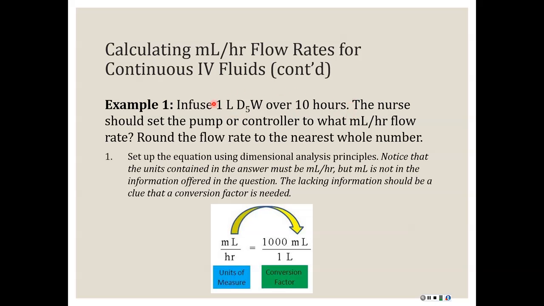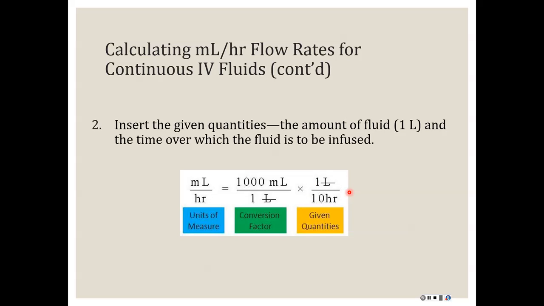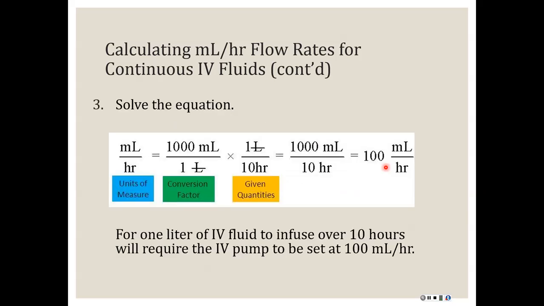You cannot separate that. You cannot put it in different parts of different equations. 1 liter has to be combined with 10 hours. So when we look here, we have 1 liter over 10 hours. Now, how I knew to put 1 liter over 10 hours and not 10 hours over 1 liter was because I started setting up my problem correctly, and I knew I had liters here, so I had to have liters on the top of the next one to cross them out. So then I go ahead and I complete my equation, and I receive an answer of 100 milliliters per hour.